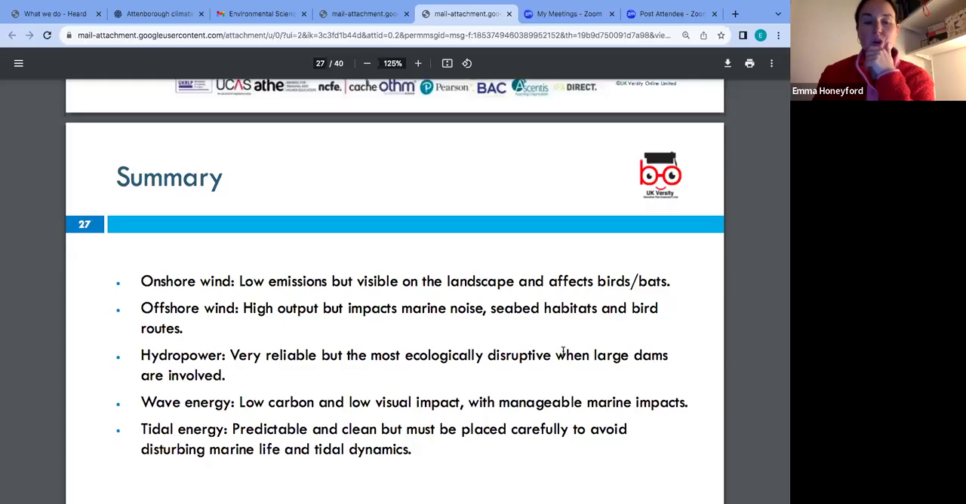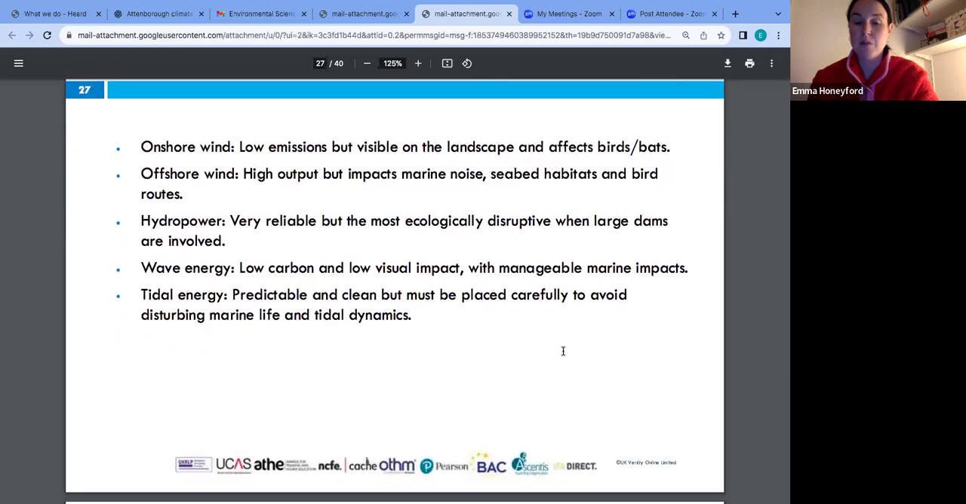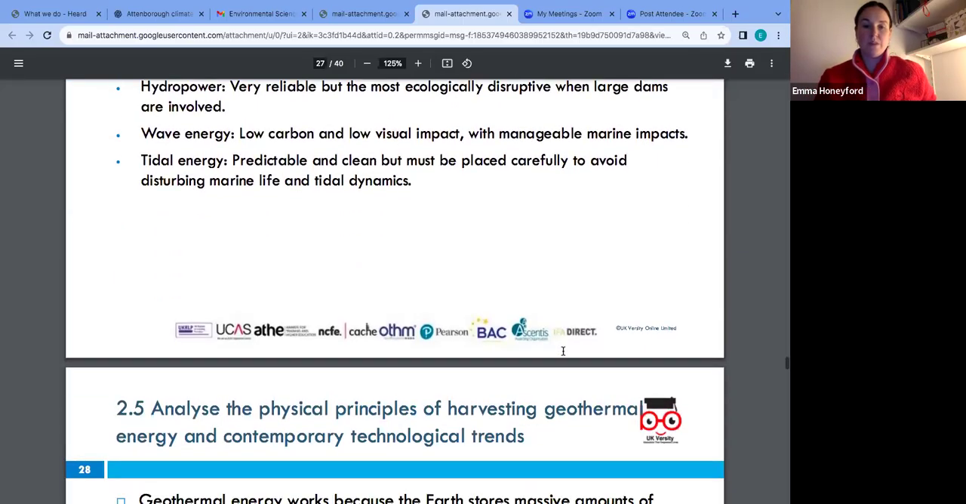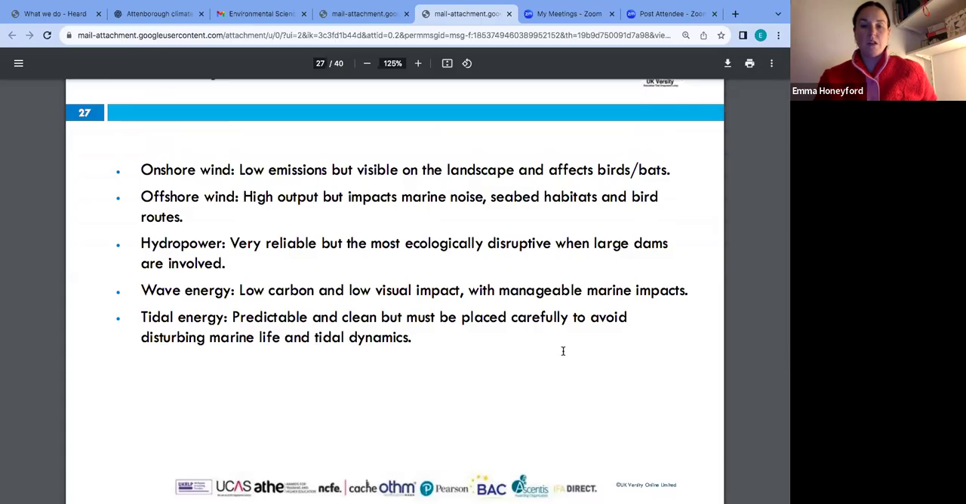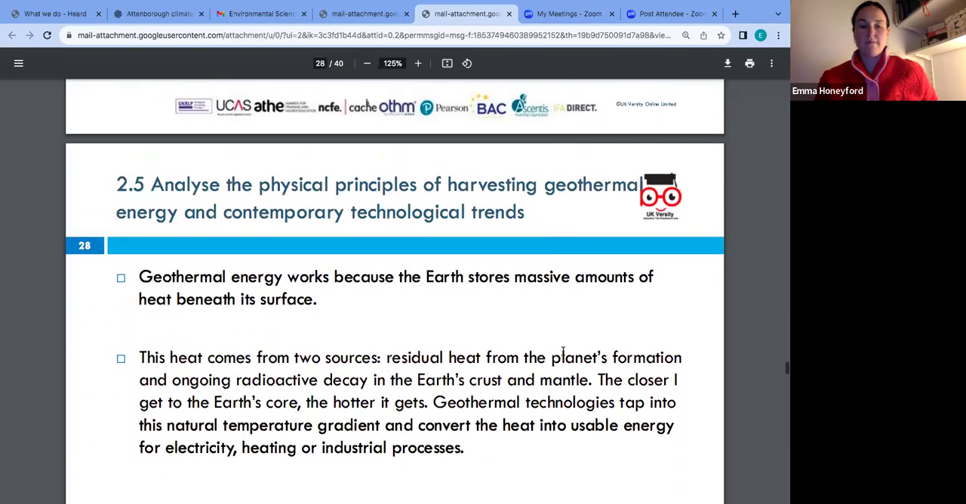So to summarise, we've got onshore wind, low emissions but visible in the landscape and affect birds and bats. Offshore wind, high output but impacts marine noise, seabed habitats and bird routes. Hydropower, very reliable but the most ecologically disruptive when large dams are involved. Wave energy, low carbon but low visual impact with manageable marine impacts. Tidal energy, predictable and clean but must be placed carefully to avoid disturbing marine life and tidal dynamics. So again, wave energy is looking like the most effective here, preferred, should I say.